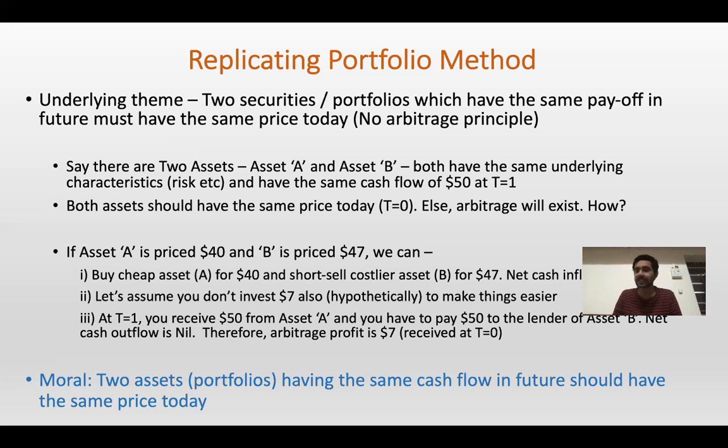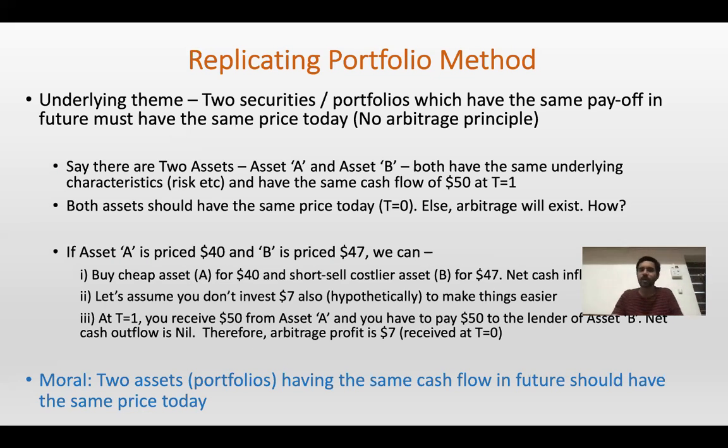If both the assets have the same payoff of $50 at t equal to 1, they must have the same price today, provided all the other characteristics are the same. And we've assumed that all the other characteristics are the same. So given this, we need to have the same price today for both asset A and asset B, or security A and security B. Else there will be arbitrage.